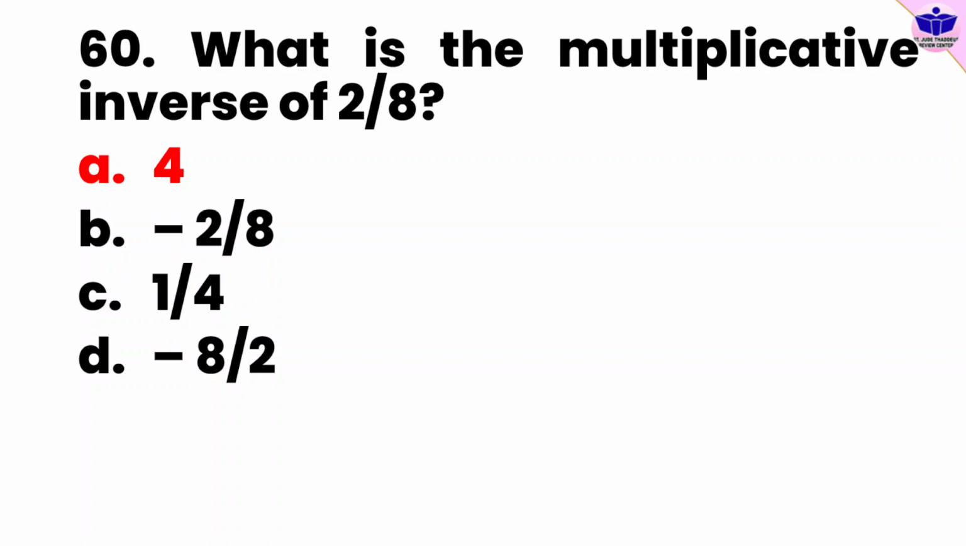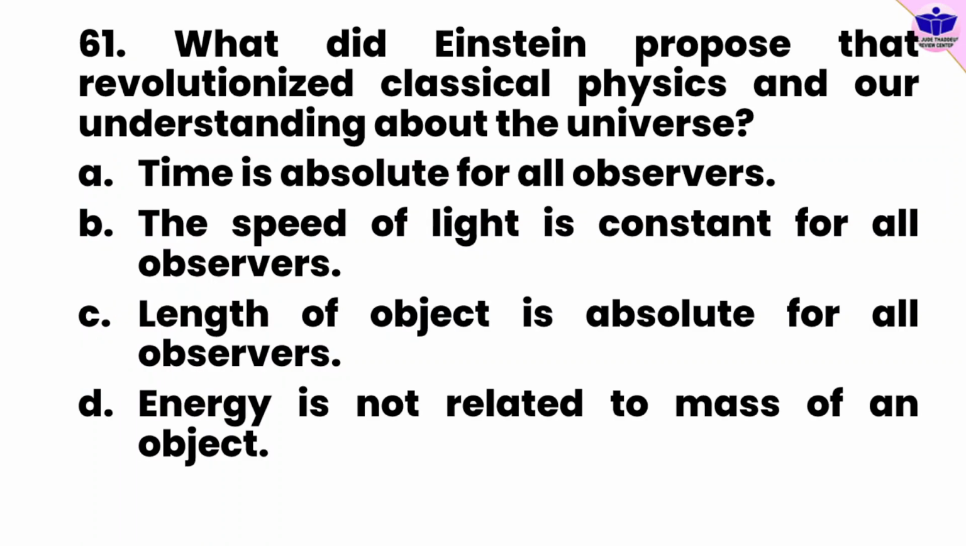Okay, number 61. What did Einstein propose that revolutionized classical physics and our understanding about the universe? A, time is absolute for all observers. B, the speed of light is constant for all observers. C, length of object is absolute for all observers. Or D, energy is not related to mass of an object. So what did Einstein propose? He proposed that, letter B, speed of light is constant for all observers.